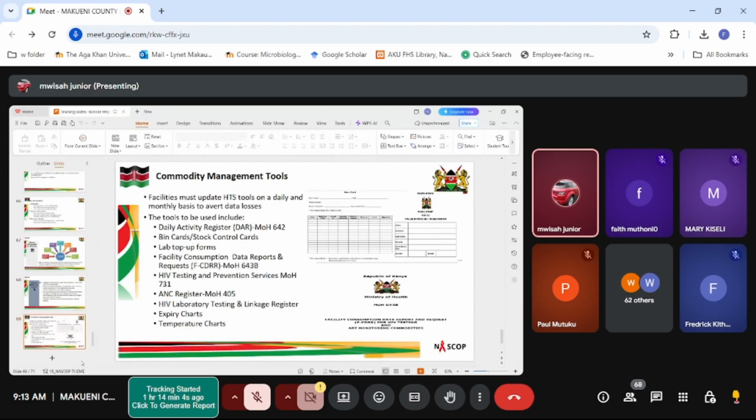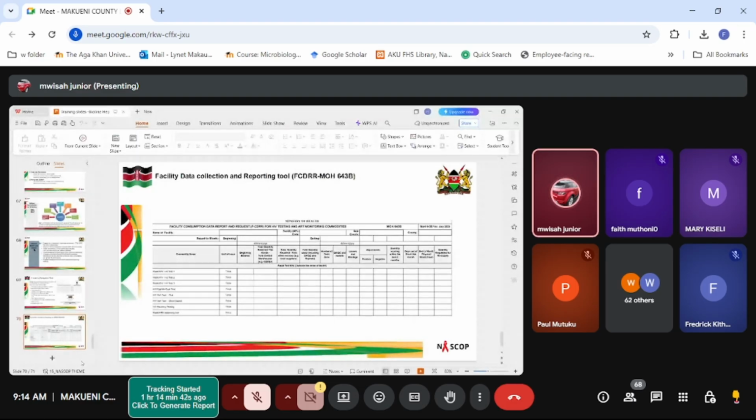Commodity management. These tools must be updated on a daily and monthly basis to avert data losses. These include the DAR, the MH642, the bin cards and stock control cards, laptop app forms, facility consumption data and reports and requests, that is the MH643B, HIV testing and prevention services, MH731, NC register, HIV lab testing and linkage register, expiry charts and temperature charts. I know you are conversant with all of these tools.